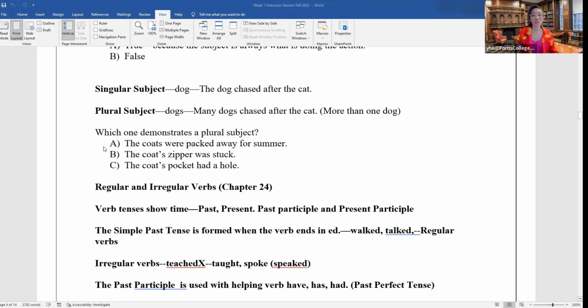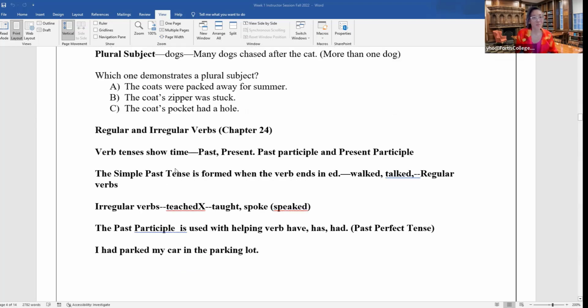So then your quiz question is going to be, which one demonstrates a plural subject? The coat, or the coats? And this time I didn't write in the answer. Which one is a plural subject? A, B, or C? A. Okay, so that's an easy one.